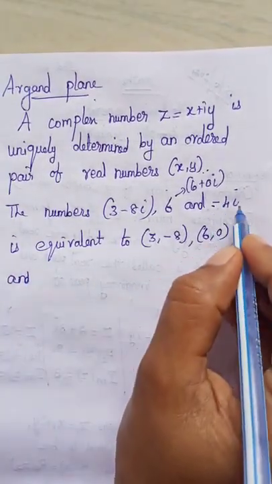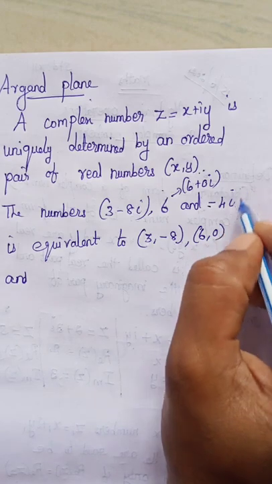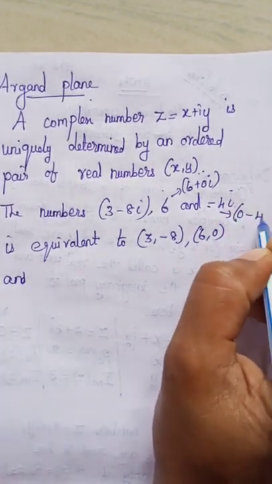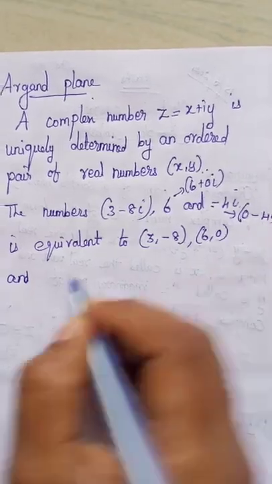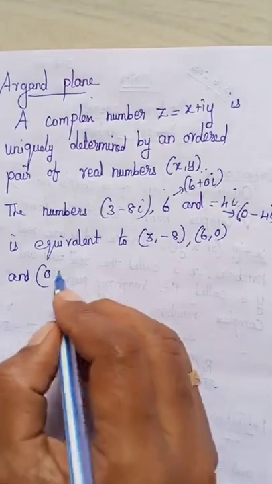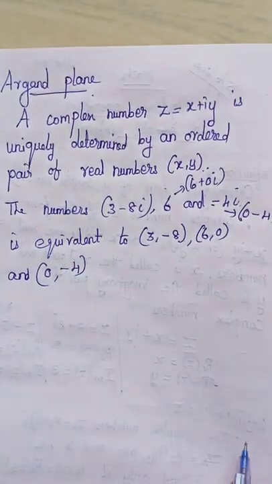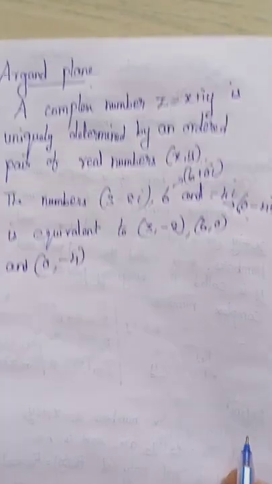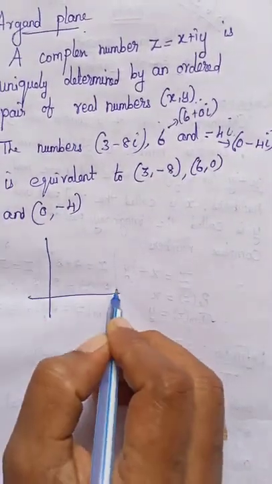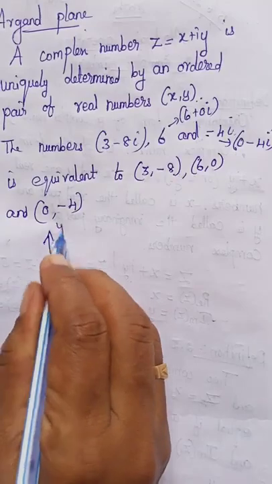And this is minus 4i. There is no real part, so this is actually 0 minus 4i. When we write it as x comma y, we get 0 comma minus 4. Is that clear? See, in the Argand plane, this is x and this is y, isn't it?